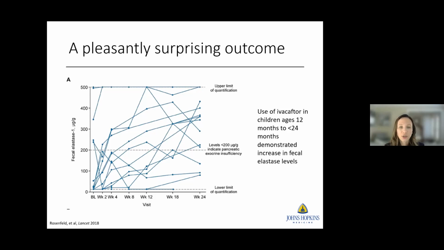You can see that each dot with a connecting line is an individual patient. Generally speaking, most people went up, meaning if you started your baseline around 100 micrograms per gram fecal elastase, there are some individuals that actually got up above the threshold for which we would call somebody pancreatic insufficient. This is a really big deal. Certainly BMI and nutritional outcomes are a real problem in individuals with cystic fibrosis, and this is basically showing us that we are fixing parts of the pancreas.